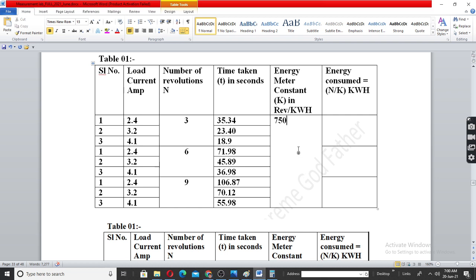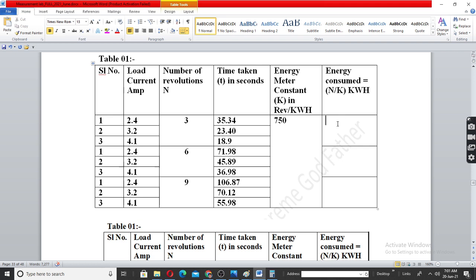Okay. Now here in the laboratory we cannot go for 600 or 750 revolutions. It will take 2 to 3 hours for completion of the experiment, and also the KEB MESCOM bill will become very high. So here we will see only for 3, 6 or 9 revolutions.